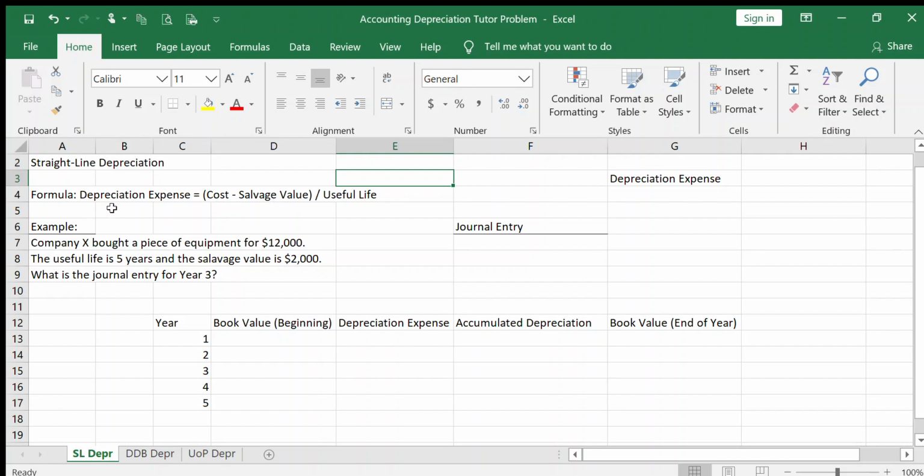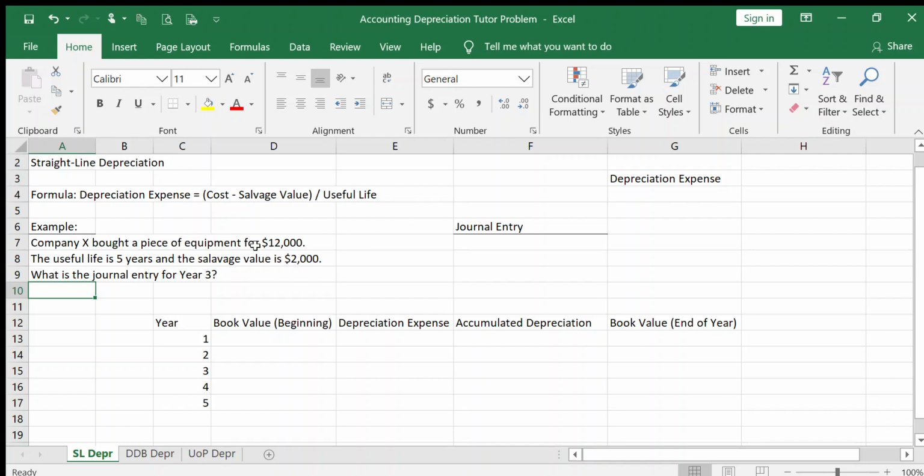So this is our formula, and we'll do a quick practice problem so that we can better understand this formula and how to do a journal entry with depreciation. Let's look at this example problem. Company X bought a piece of equipment for $12,000. The useful life is 5 years, and the salvage value is $2,000. It asks us: what is the journal entry for year 3?